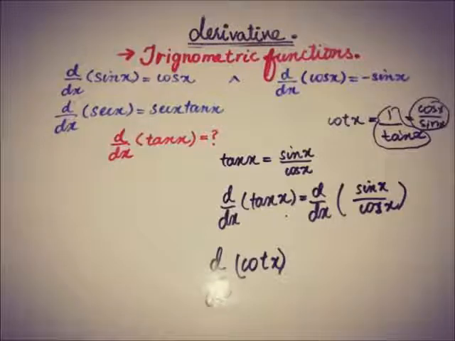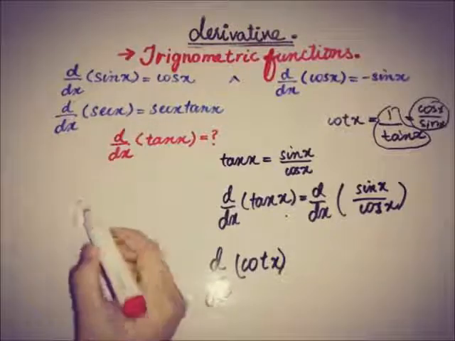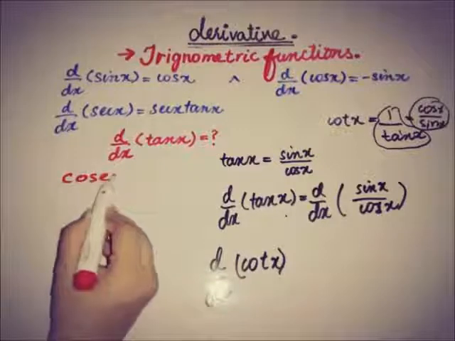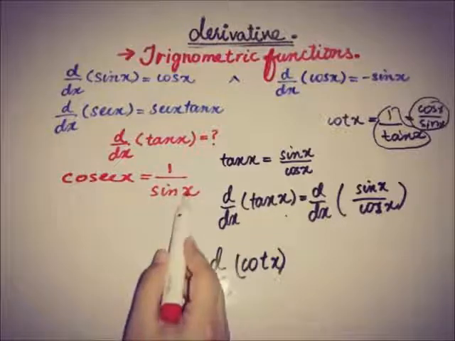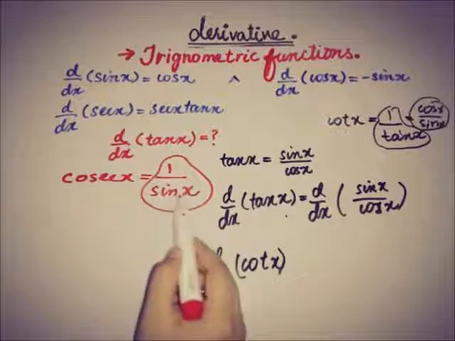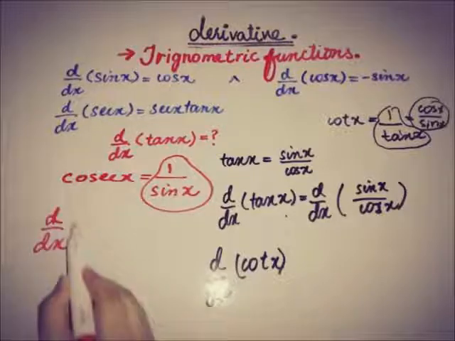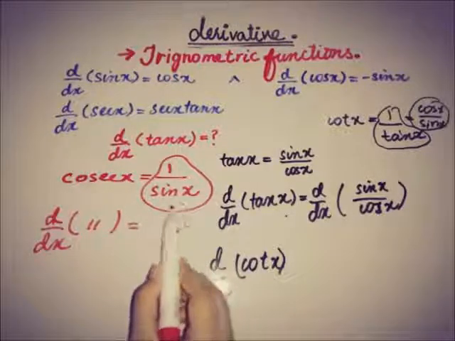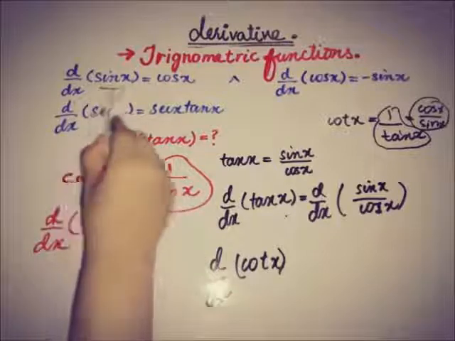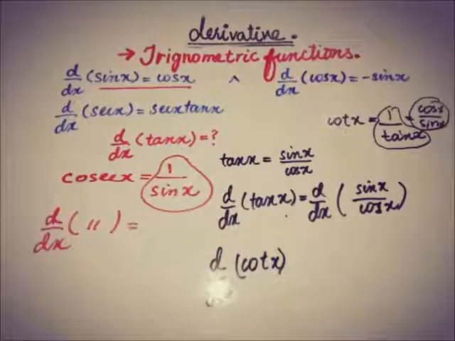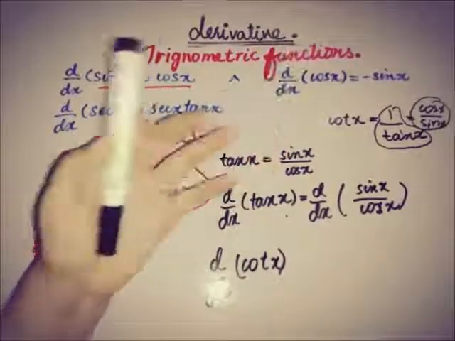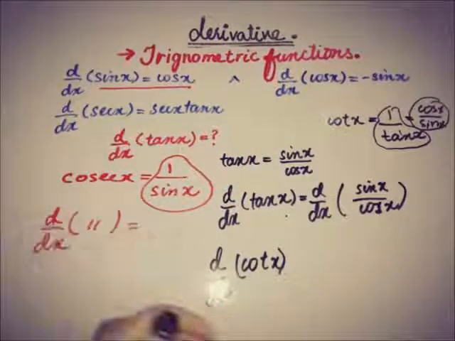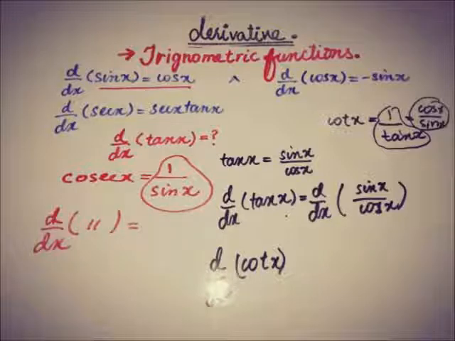So we know that cosecant of x is equal to 1 by sine of x. So by using the quotient rule here, we can find the rate of change of cosecant of x. So just by finding the rate of change of sine of x and cos of x by using the definition, you can figure out the derivative of all of the trigonometric identities.